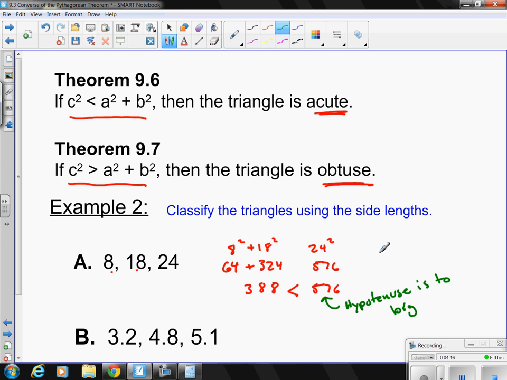Okay, so if you imagine drawing a triangle, here's my two legs. If my hypotenuse is too long, what kind of triangle is it? Hypotenuse is too big, it's obtuse.